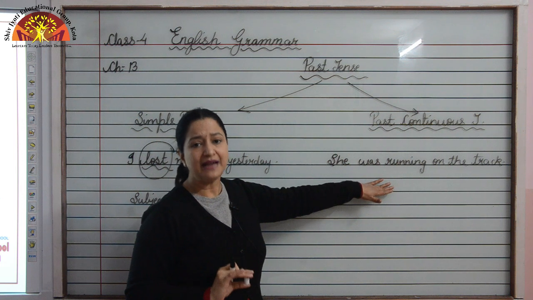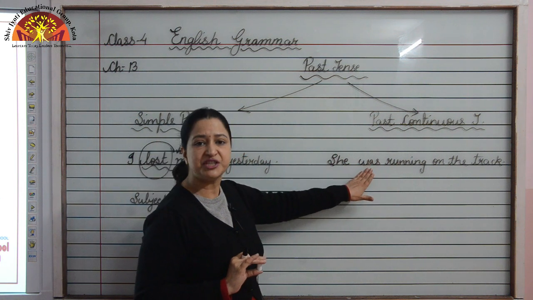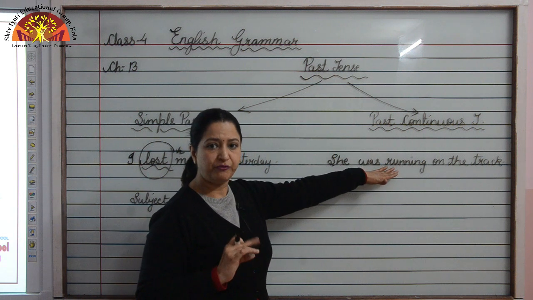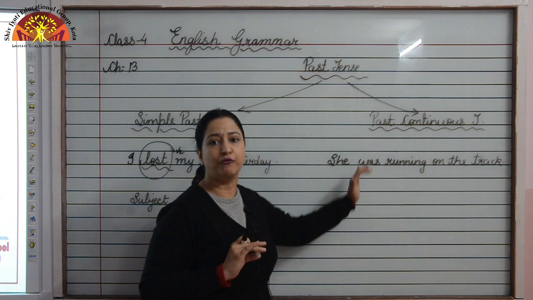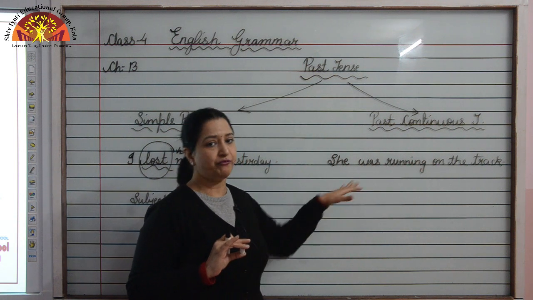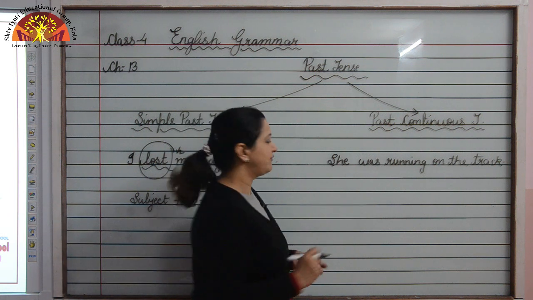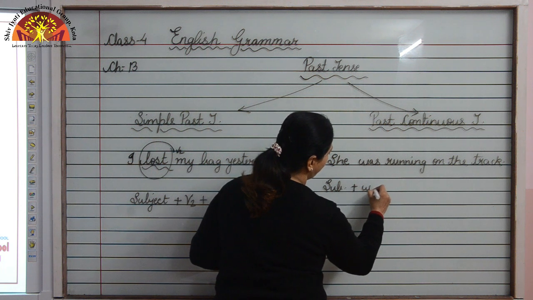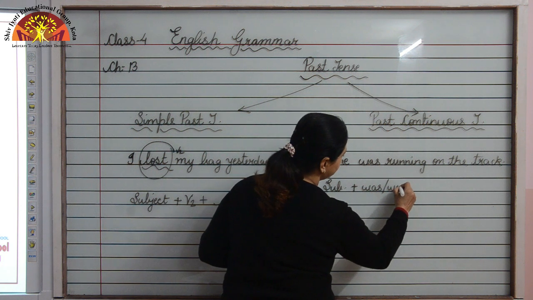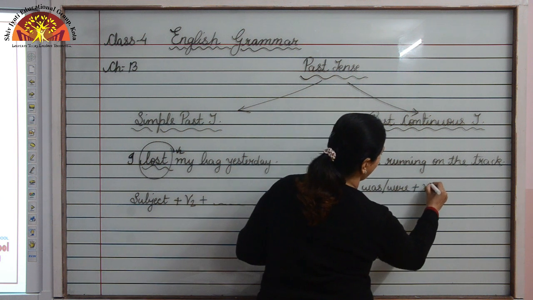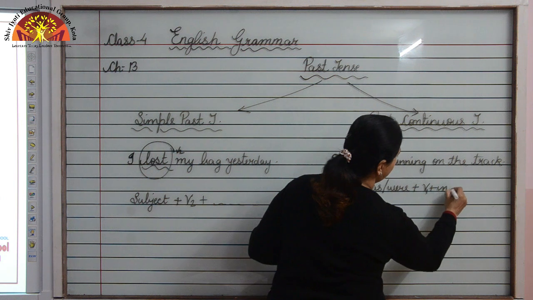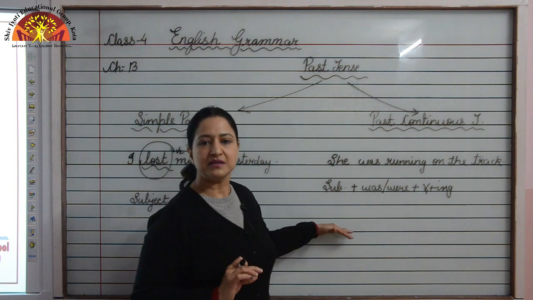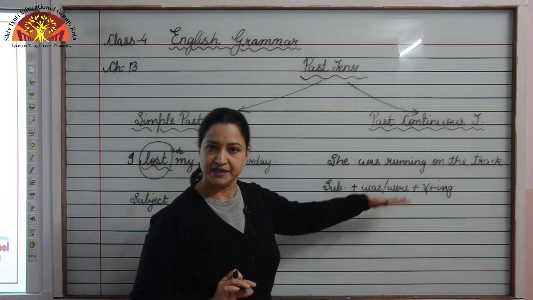Now how can we say that? Because here we are using helping verb which is in past tense, and verb, first form of verb with ing. Okay, was running. Let's see structure of past continuous tense, then it will be very easy for you. Okay, so subject plus was, were plus verb, first form ing, and rest of the sentence. Now this is the structure of past continuous tense.